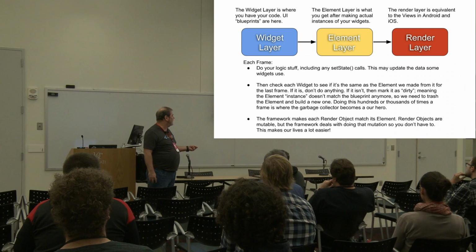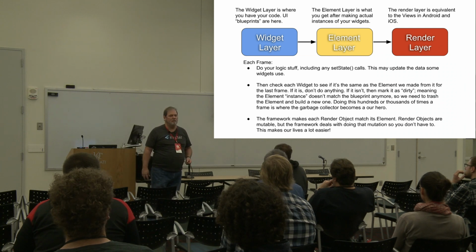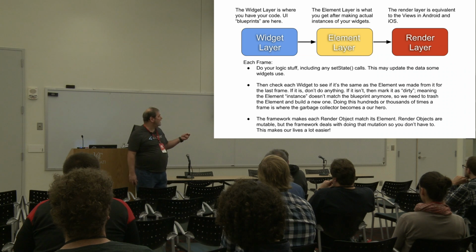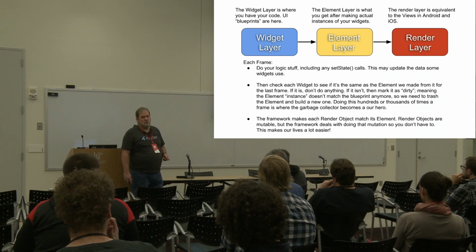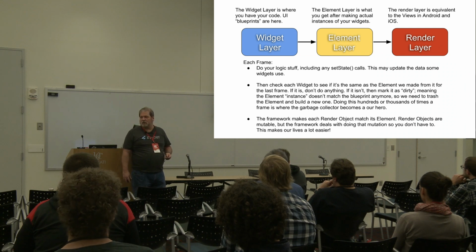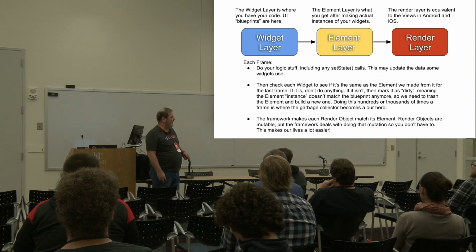Here's the weird part. They say we don't do any mutation in Flutter. Well, you and I don't. The framework deals with it. If the element is changed and it doesn't match here, it'll mutate the render layer. I don't know how it does it. I don't care. The best thing about it is I can't screw it up. So I'm not going to waste 6 hours trying to figure out how I blew it when I tried to mutate something. The framework deals with that for me.